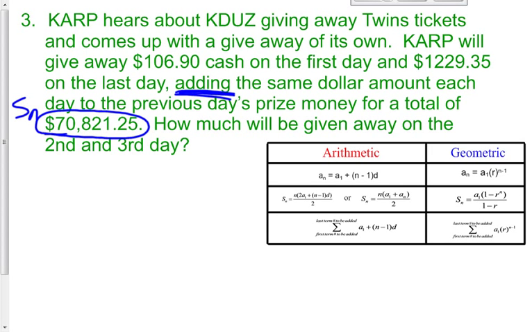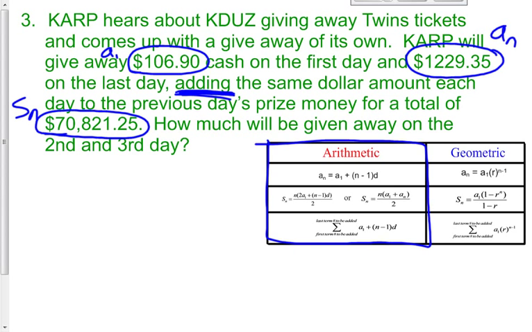How much money will be given away on the second and third day? So if we know that they give away this much the first day, this is our value of A sub 1, and they give away this much on the last day, so this is the value of A sub n, how much will they give away on the second and third day? Well, this is arithmetic, because this adding right here is telling you that we're dealing with this side right here. So if I find the common difference, maybe the common difference is $30, I can just add 30 to here two times to get the second and third day. Or if the difference is $100, I can just add 100 to this value two times to get the second and third day. Bottom line is I have to find what D is. So if I find out what D is, well, now I have it made.